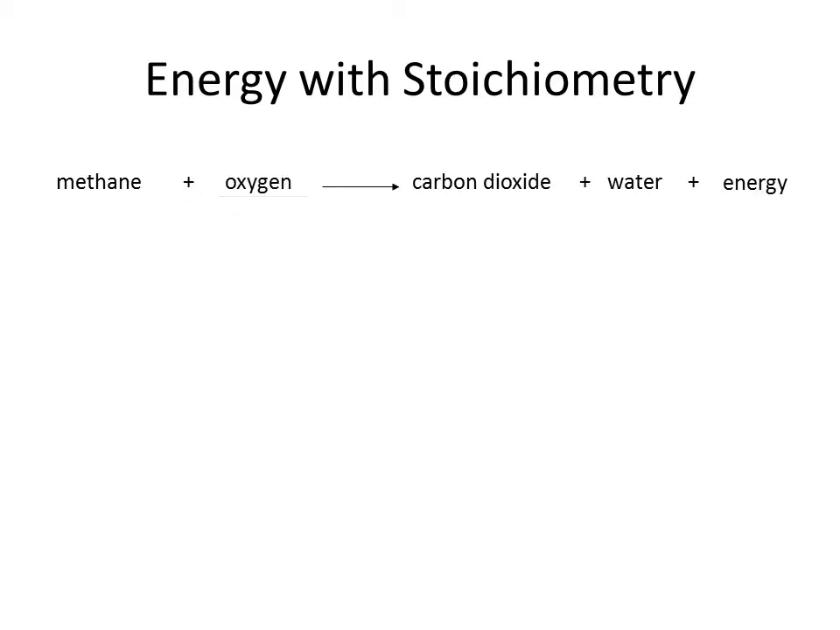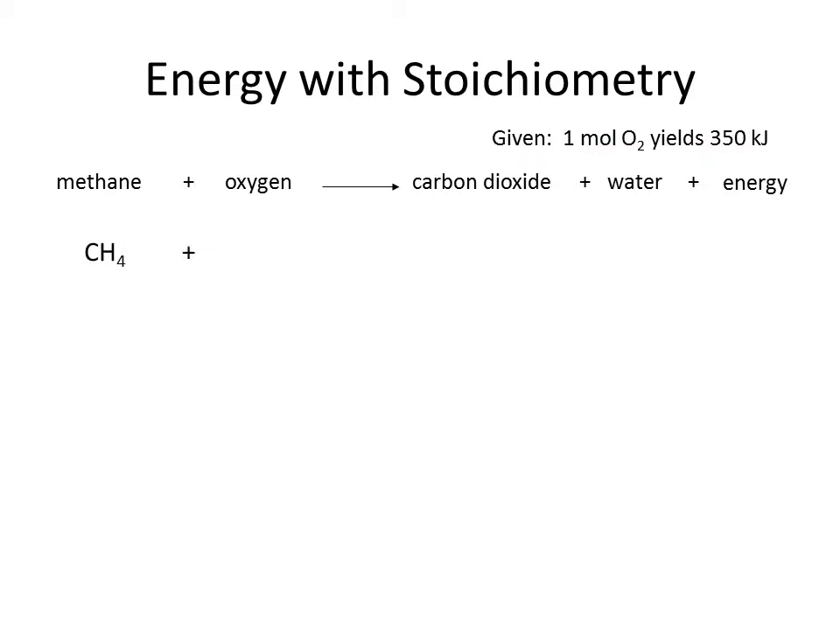Now that we have the word equation, we can write a balanced chemical equation. Methane, you might be familiar with, is called natural gas. It has the formula CH4. Now, we're given some other additional information here that 1 mole of oxygen produces 350 kilojoules of energy for this equation. So I'm going to write down my formulas.